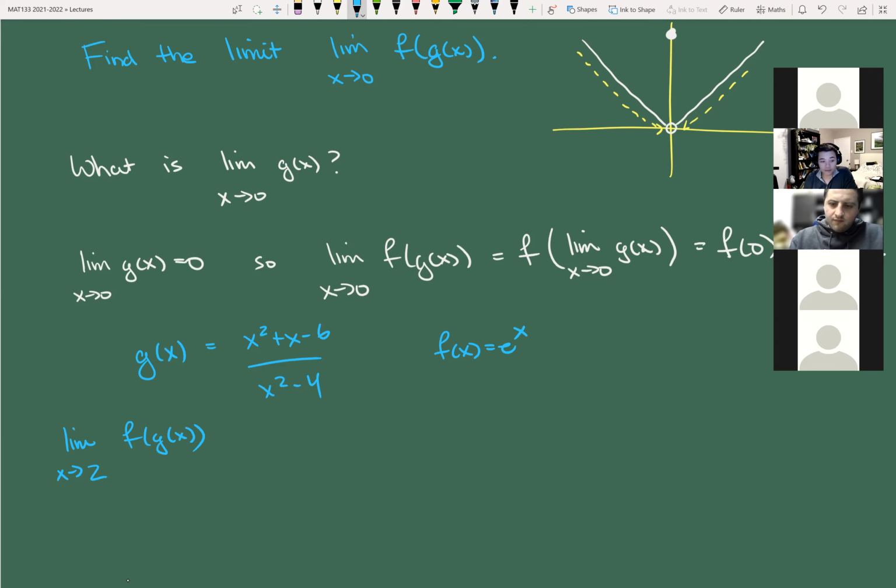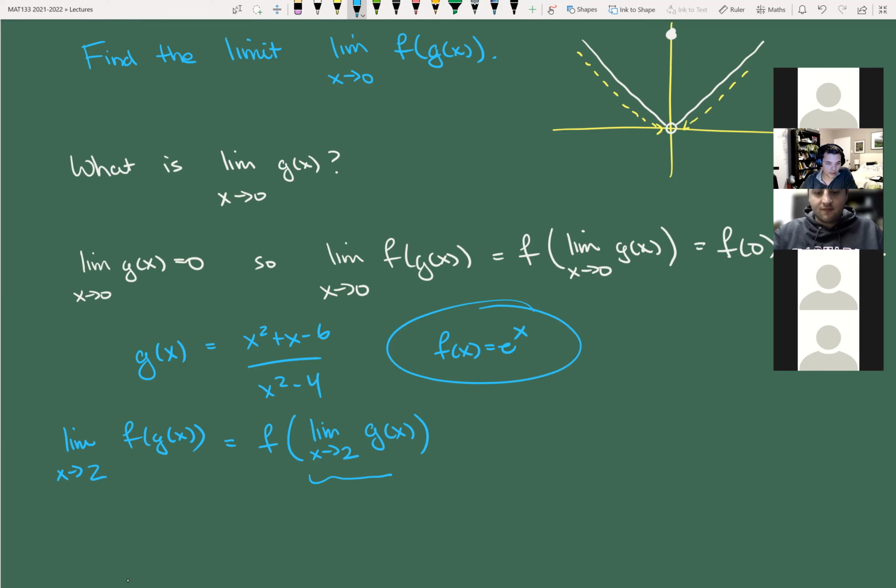Exact same story. You can't plug in 2 here, because with g of x, you get 0 over 0. So that limit doesn't make sense, and we can't just plug the number 2 in. The composition f composed g is not continuous at 2. But I can still do something. f is continuous, so I can still take that inside. What is that limit? Does anyone just see it? Can anyone do that one really quickly?